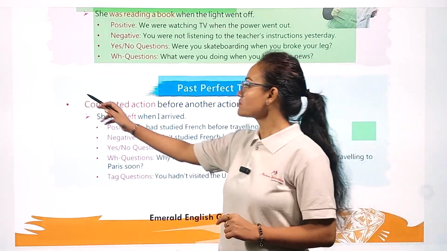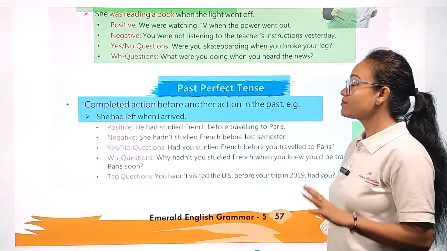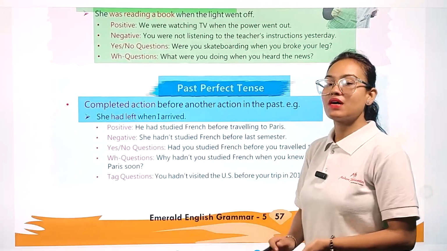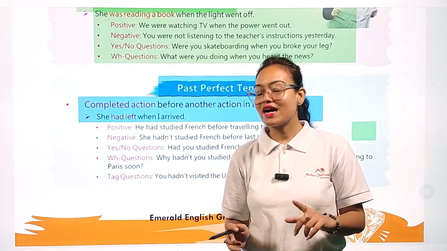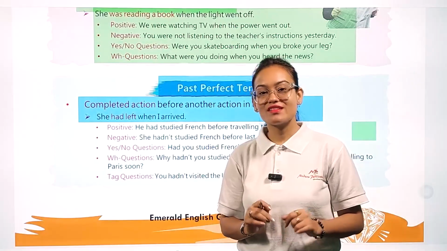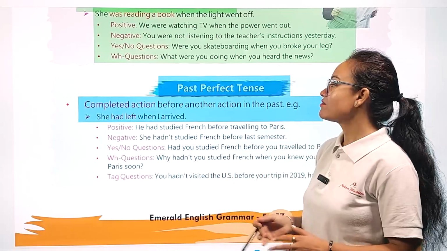Let's see. Completed action before another action in the past. Okay, in the past when two actions are simultaneously performed, one action is completed before the completion of another action. So in this case we are going to use our past perfect tense. Example you can see, she had left when I arrived.